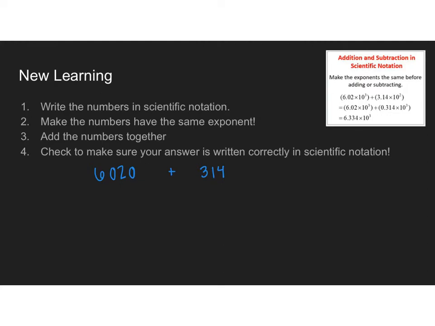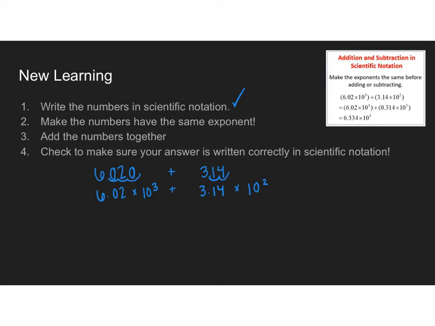All right, here's our new learning today of how to add numbers in scientific notation. The first thing we have to do is write our numbers in scientific notation. So if I'm adding these two numbers down below, I would go 6.02 times 10 to the third. Moved it 3 spaces, 1, 2, 3, plus 3.14 times 10 to the, this is the second power. Okay, so I write them in scientific notation.